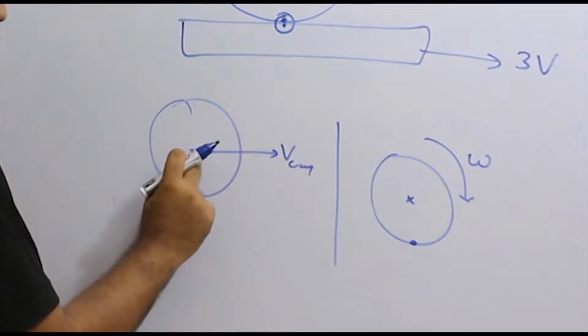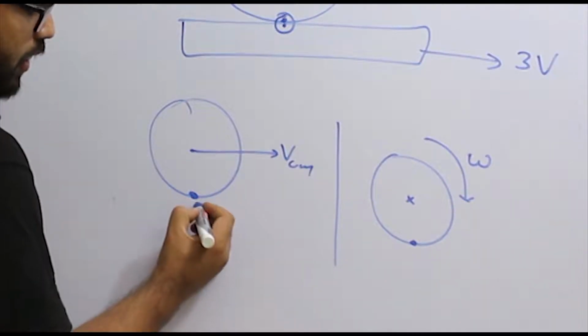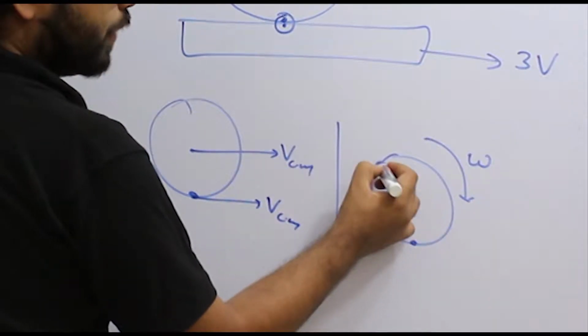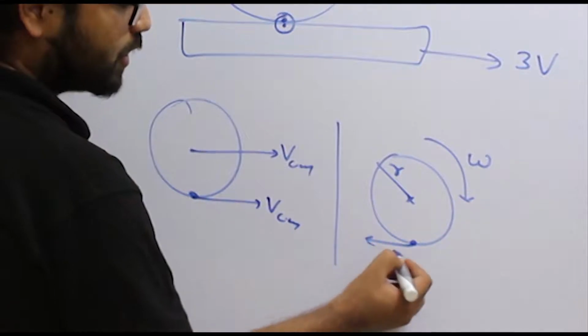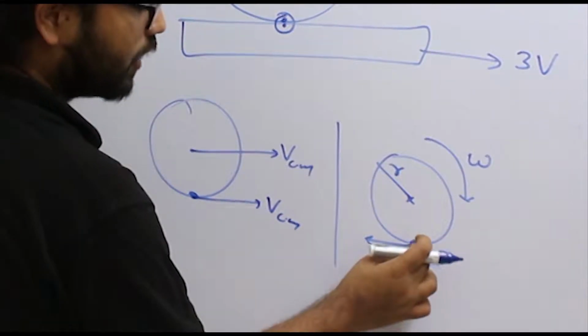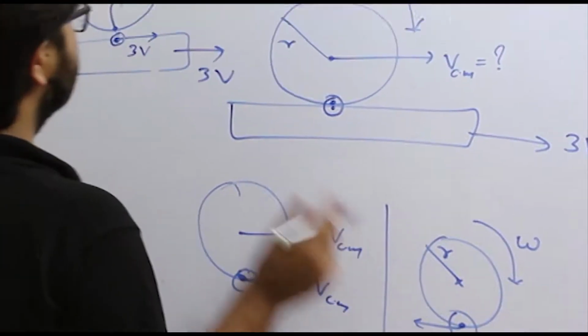And tell me, if the velocity of center of mass is VCM, what is going to be the velocity of this point? The velocity of this point is also going to be VCM due to this part. And if this is omega and this is r, what is going to be the velocity of this point? It is going to be omega into r. I'll write clearly, omega into r is the velocity of this point. So what is the net velocity of this point?